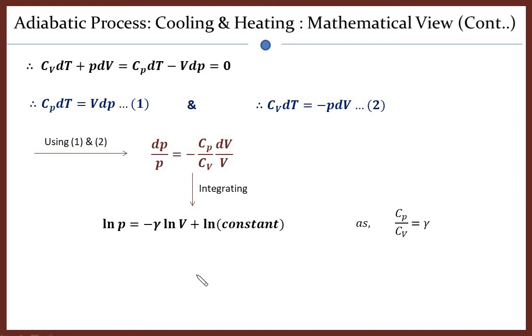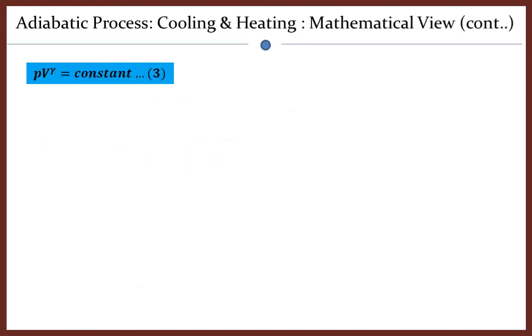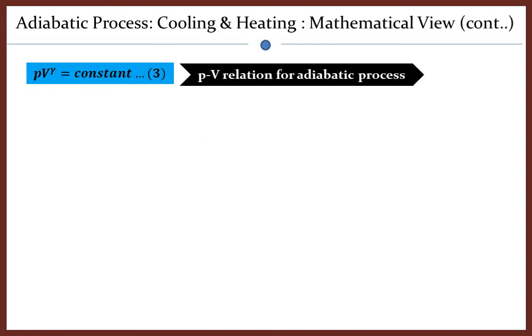Now we can simplify this equation and rewrite it as PV to the power gamma equals constant. How? If you bring this term to the left hand side, then it will be ln P plus ln V to the power gamma, and ln A plus ln B is nothing but ln AB. So we can write ln PV to the power gamma equals ln constant. So we can drop log from both sides. We will have PV to the power gamma equals constant. This is a very important formula, and this is called the PV relation for adiabatic process.